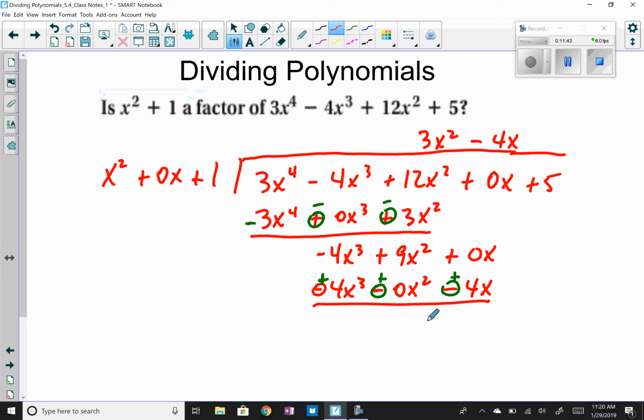Again, colors don't want to cooperate. 9x squared, and then 0x plus 4x is 4x. Okay, ready to bring down the next column, positive 5, and I'm looking for something to multiply to x squared that will give me 9x squared. So that'll be a 9. So 9 times x squared is 9x squared. 9 times 0x is 0x. And 9 times 1 is 9. All right, we're ready to change the signs.